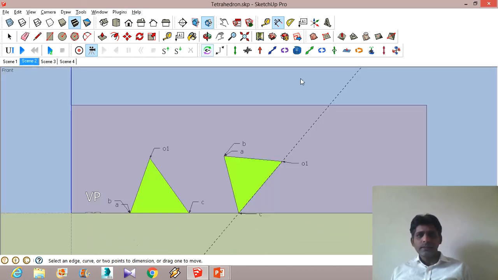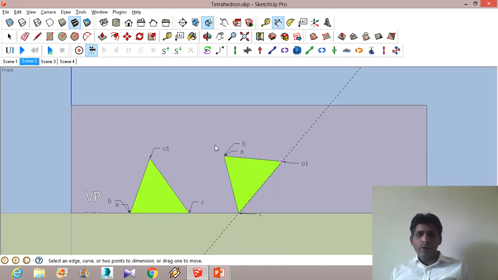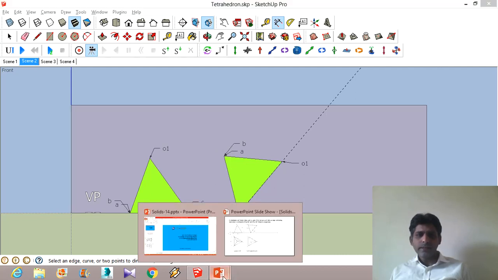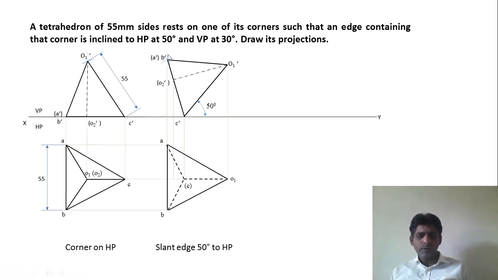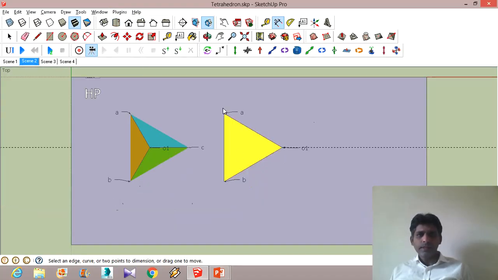Yes, like this. So we have drawn one 50-degree line. This angle is 50 degrees, and you can see that this is O1C. This edge is inclined to VP at 50 degrees. So this inclination is 50 degrees, and we have drawn this particular view, and the top view. If I switch on this mode, it will be more clear.